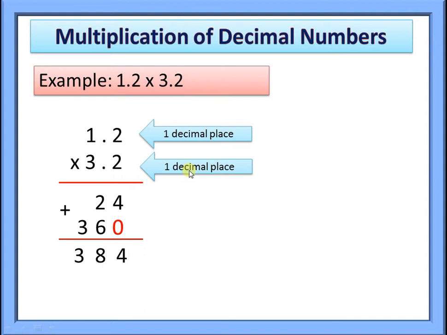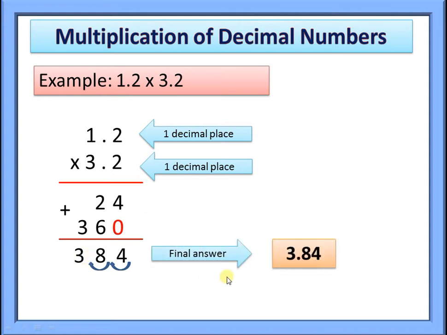Now, as I've mentioned, there's 1 decimal place here and there's 1 more decimal place here. All in all, we had 2 decimal places. The purpose of counting the decimal places is to know how many movements from the very end right to the left. Again, 1 decimal place and 1 decimal place gives us 2 decimal places. So the movement will be 1 decimal place, 2 decimal places. So this is where the decimal will appear for your final answer. So the answer is 3.84.